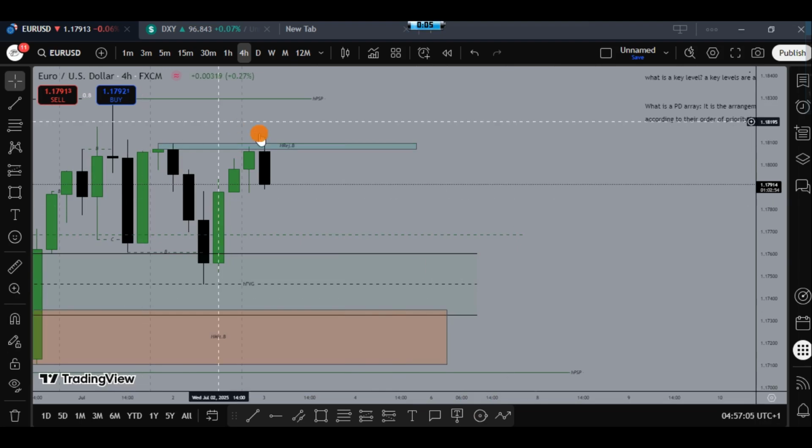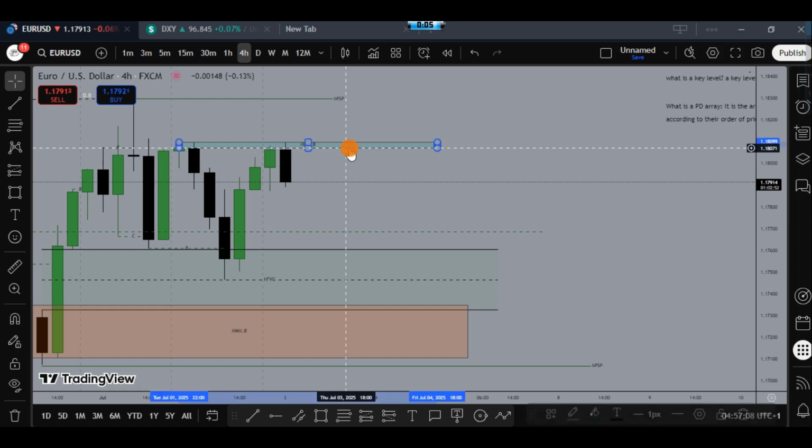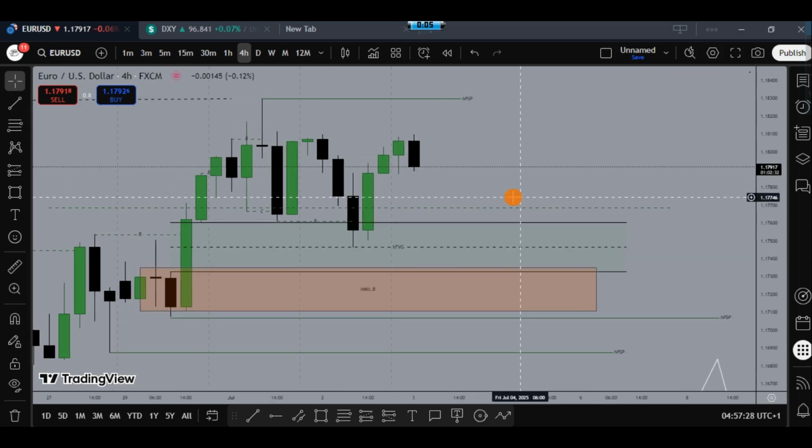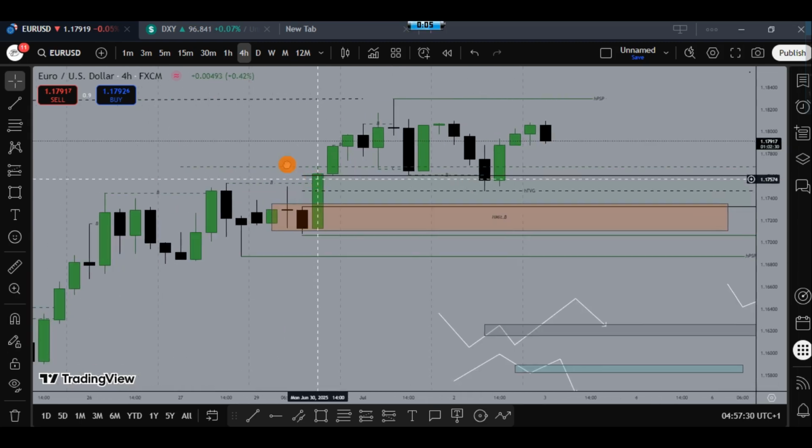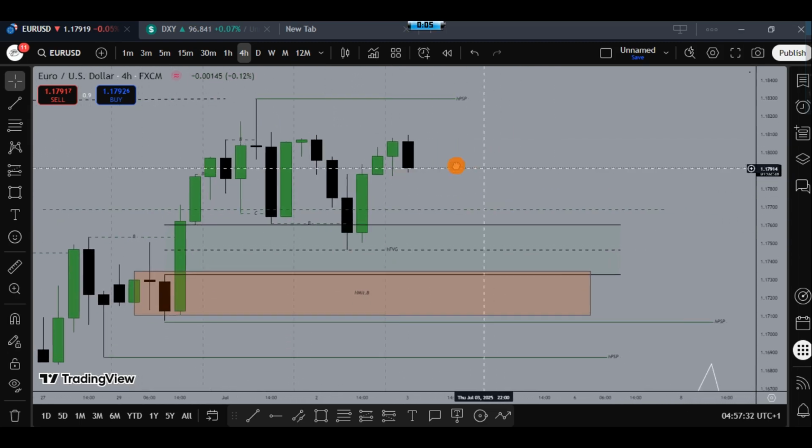I know this is still confusing at this moment, but I'm just here to give you an idea of what is going on and how the key levels appear on a structure. So in my next video, I'll be explaining them one after the other and showing you practical examples of how you can use them in your own trades.